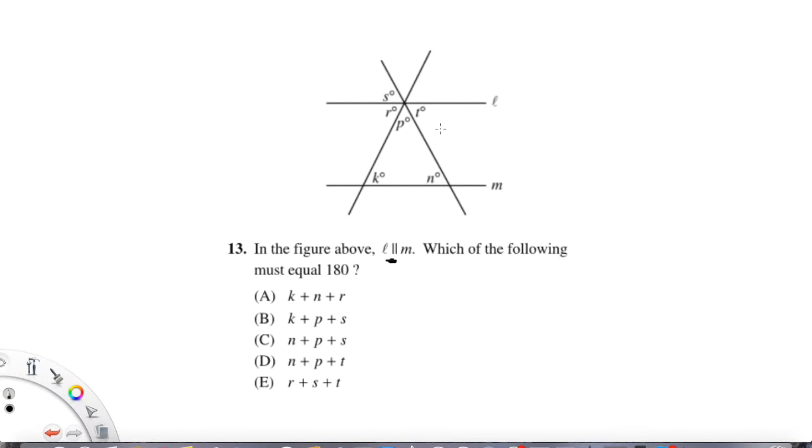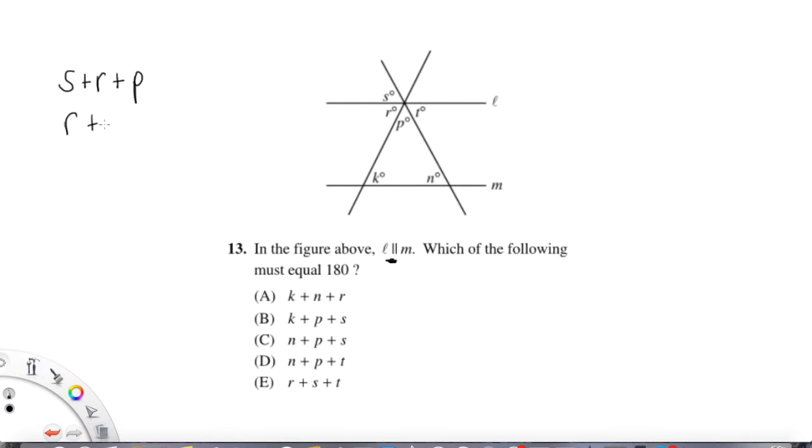Okay, so the first thing that Megan said she did was look at the most obvious sets that add up to 180, like S, R, and P, because as we can see here, S, R, and P all add up to a straight line, which is 180 degrees. She also saw the same thing for R, P, and T, the straight line L, which is 180 degrees.